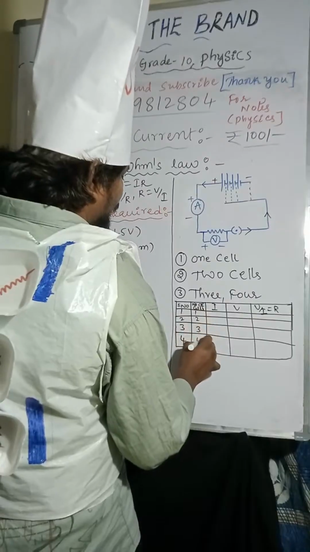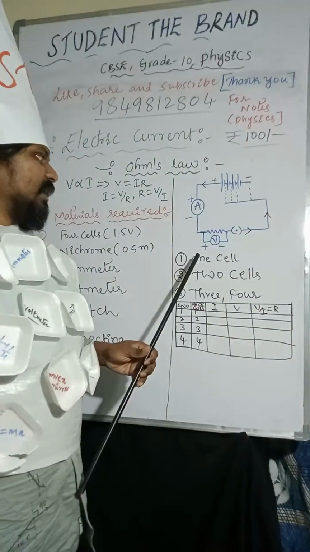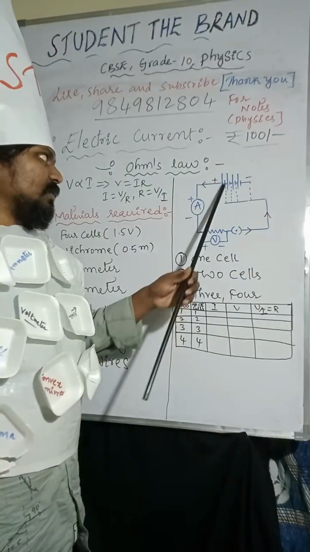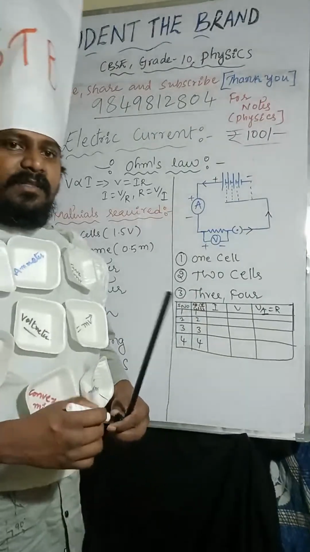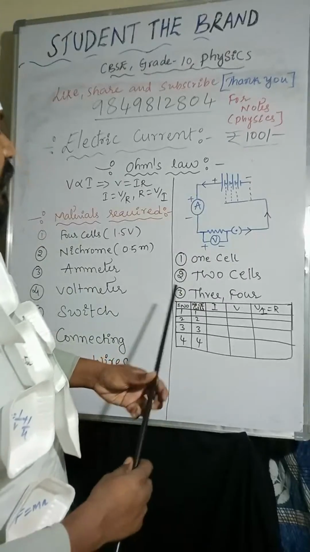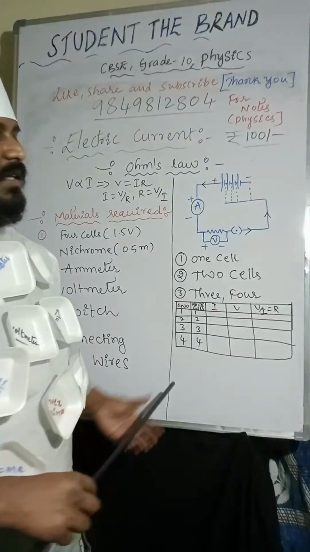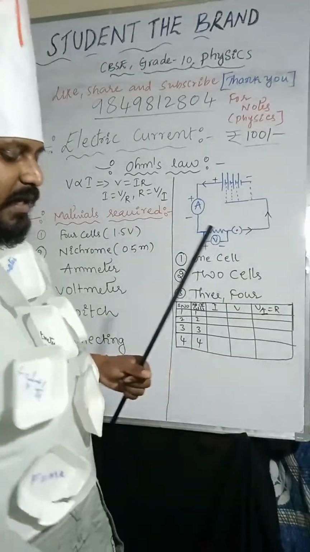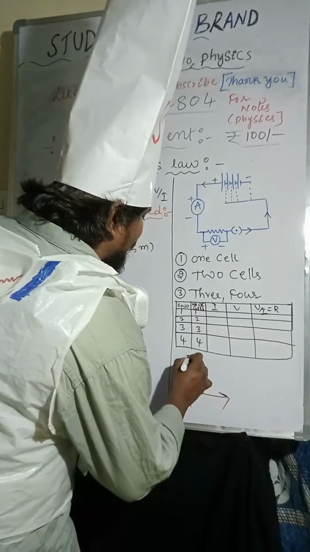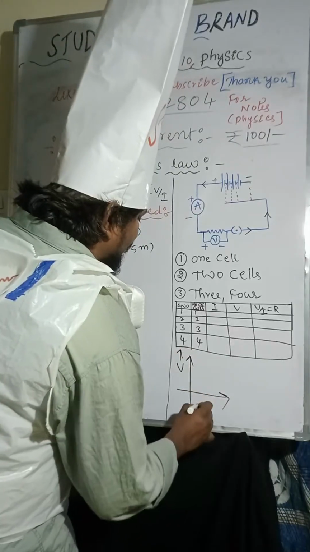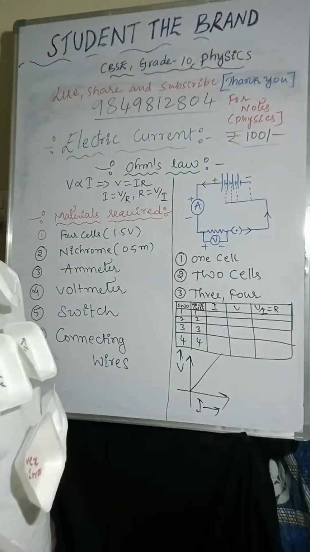First connect one cell and note down the reading of the ammeter and voltmeter, then connect two cells and note down the readings. Repeat the process for 3 and 4, and mention the observed values in the tabular form. Now if you draw the VI graph, with V on the y-axis and I on the x-axis, the graph is a straight line starting from the origin.